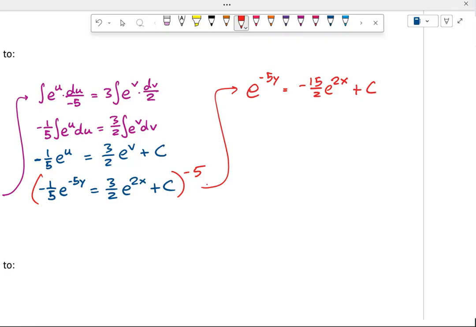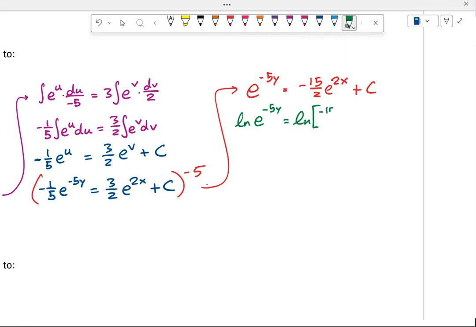Natural log it. So we're going to natural log both sides. So that's natural log of e to the -5y equals the natural log of all of this. So all of it should be inside of the natural log. So make sure you either have brackets or parentheses enclosing that entire side. All of that is inside your natural log. Okay, doing so cancels out this side and we're left with -5y.